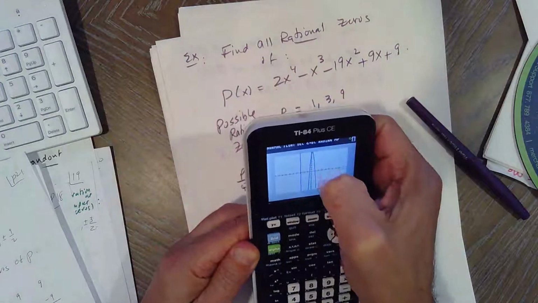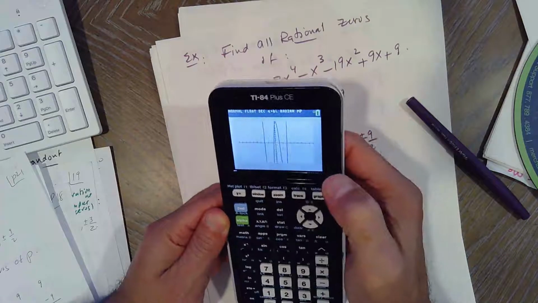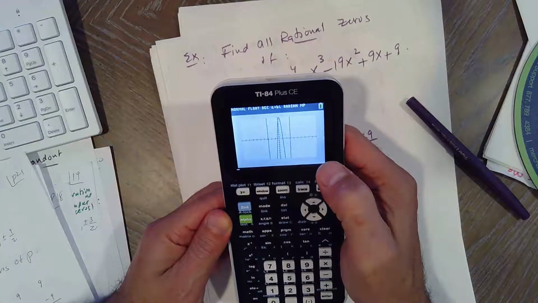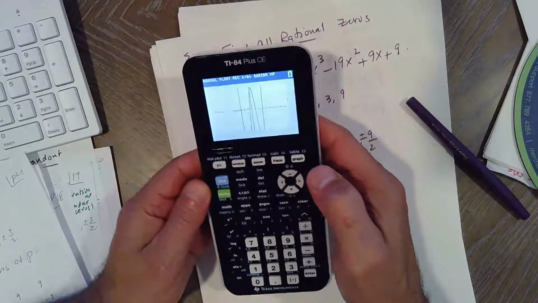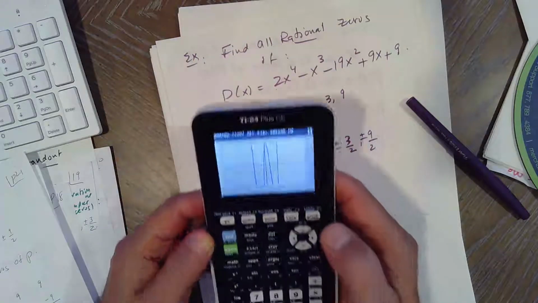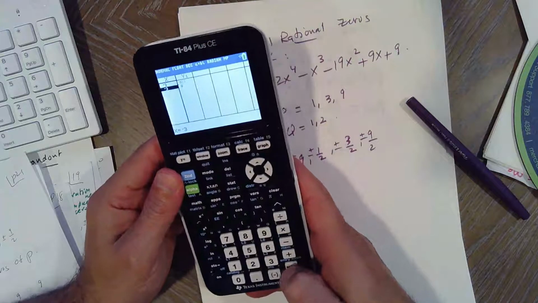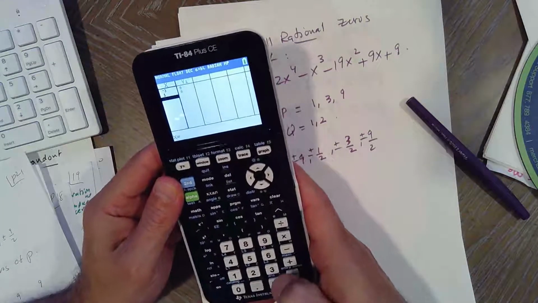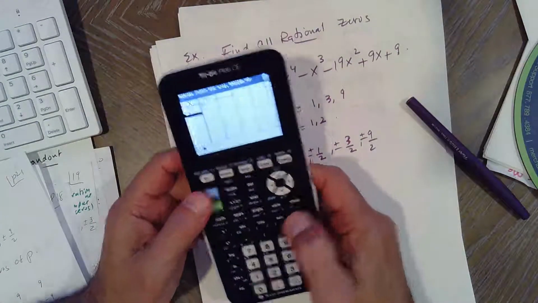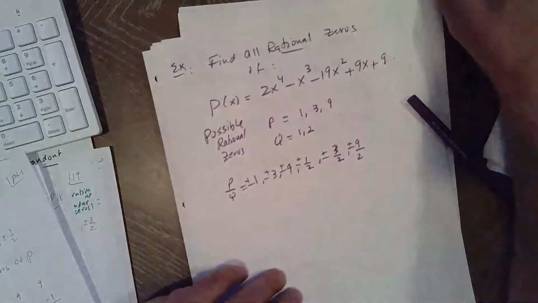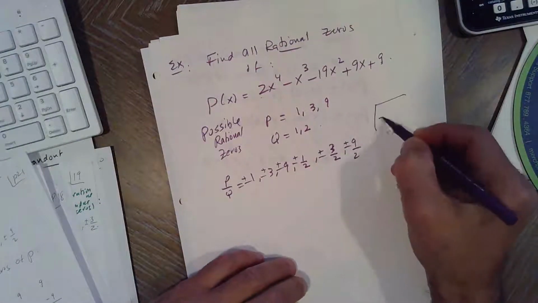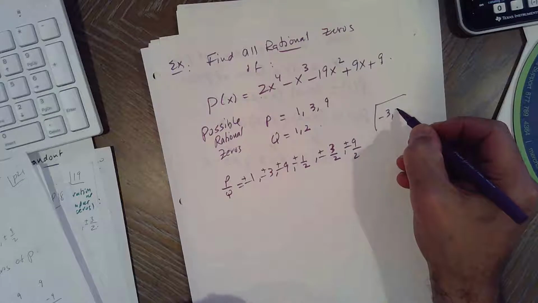So it looks like negative 3 is a 0. Well, let's try, and maybe 1 is a 0. So let's go to the table. Is negative 3 a 0? Yeah. Is 1 a 0? Yeah. So we at least have 2 that we can see. So I'm going to take a note of that, negative 3 and 2.